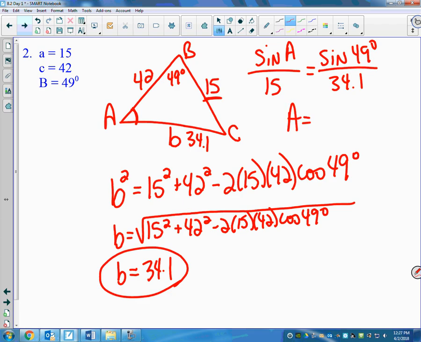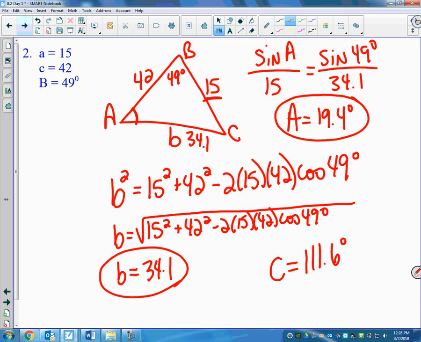So I'm going to do inverse sine of sine of 49 divided by 34.1 times 15. And I get that angle A is 19.4 degrees, which makes sense because it's the smallest side, should be a smaller angle. And then now to find angle C, I'm just going to take 180 minus 49 minus 19.4. And again, the only way I'm going to get that obtuse angle is if I solve for the smallest side first. Okay?